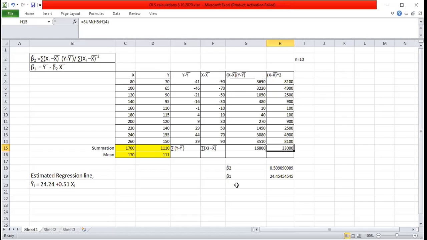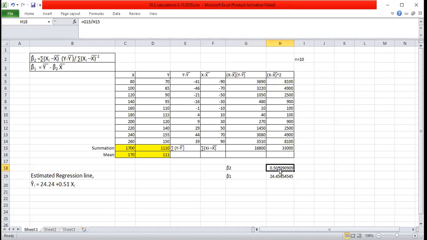If not, then look at this beta 2 hat. How did you get beta 2 hat? This column sum divided by this column sum. This value divided by this value. Look at the formula: summation xi minus x bar, yi minus y bar divided by summation xi minus x bar whole square. So summation xi minus x bar, yi minus y bar is this, divided by summation xi minus x bar whole square, which is this. So we did it here. G15 over H15. G15 here, this is H15. So G15 over H15 is 0.509.